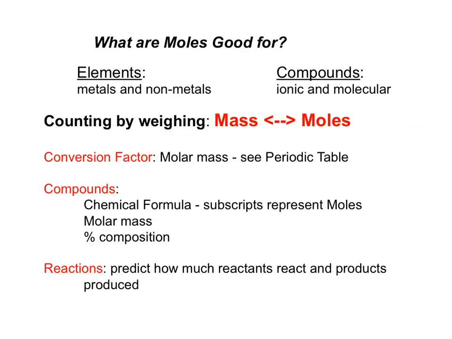To review, we're not going to count individual atoms and molecules because they're too small and there's too many of them. But just like the pennies in the jar, we can count the number of atoms and molecules by weighing them. The conversion factor going from mass to moles or moles to mass is going to be molar mass. So in this video, we went from percent composition to the chemical formula of a compound. In the next video, we're going to do these conversions to predict how much reactants react and products are produced.